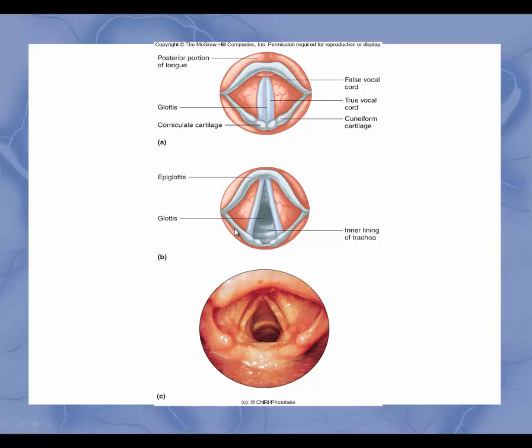When someone is intubated in a hospital, this is where the respirator is going, right down here. You have to make sure that the true vocal cords are open. That's where that will lead down to the trachea and down into the lungs.